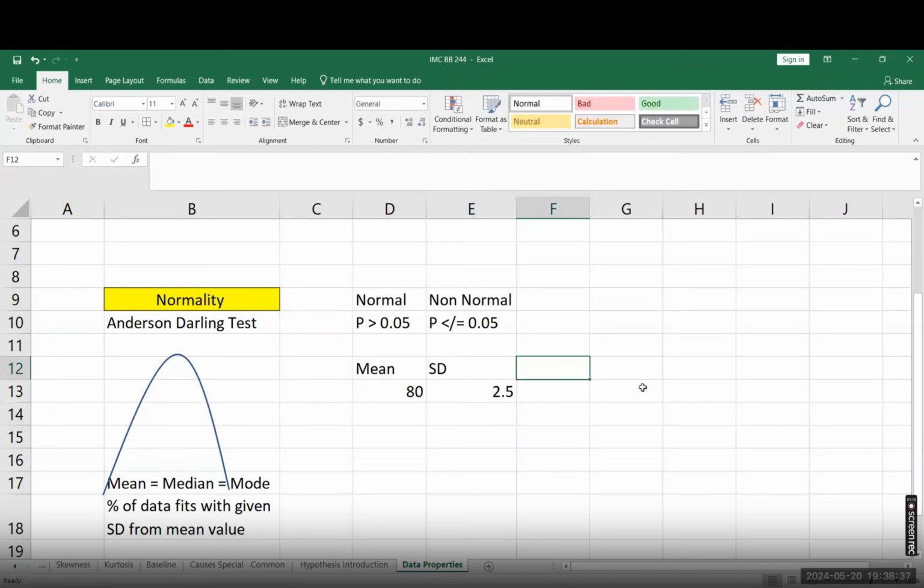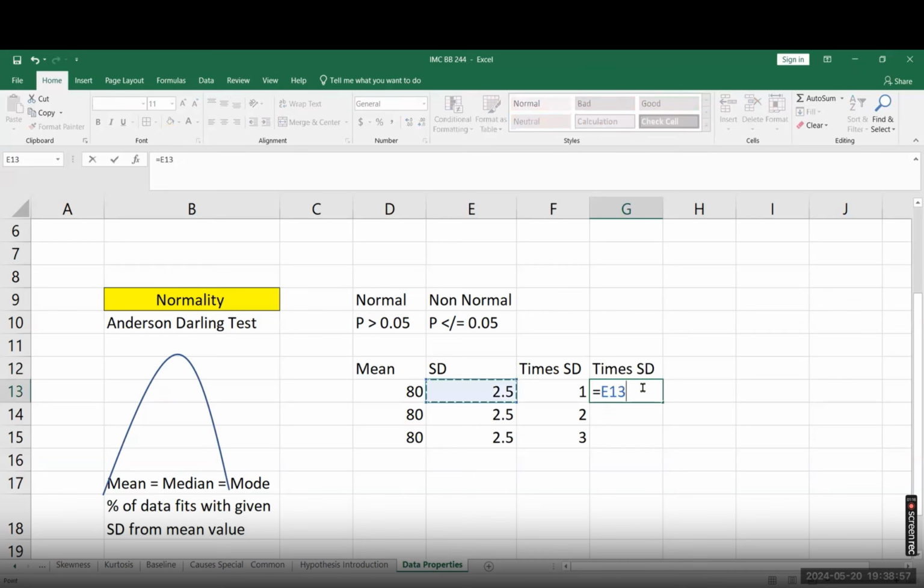Now you have to see how many times standard deviation, which can be 1 time, 2 times, or 3 times. So if your mean value remains 80 and standard deviation remains 2.5, what is the value of times standard deviation? If you say 2.5 into 1, it is 2.5. Or 2.5 into 2, it is 5. Or 2.5 into 3, it is 7.5.